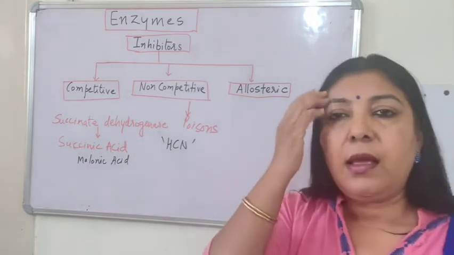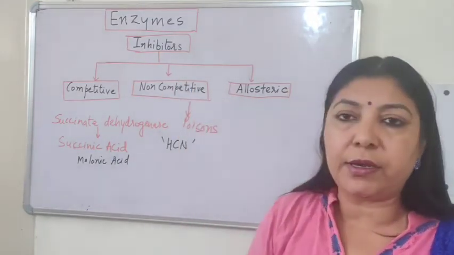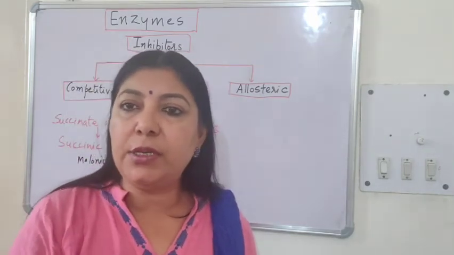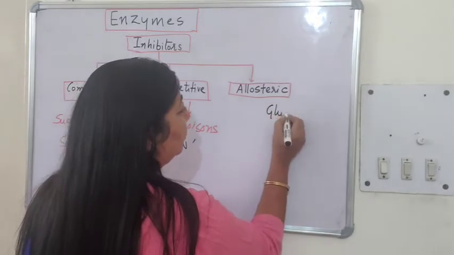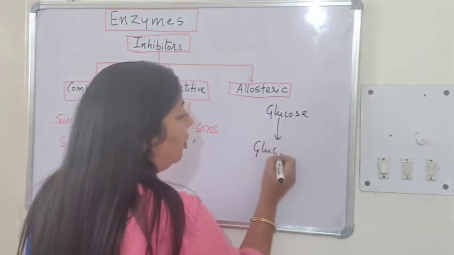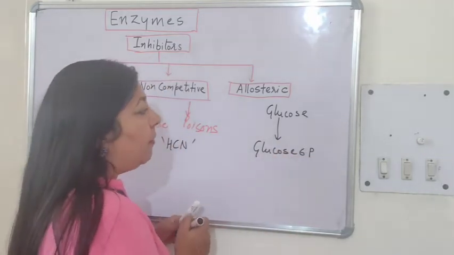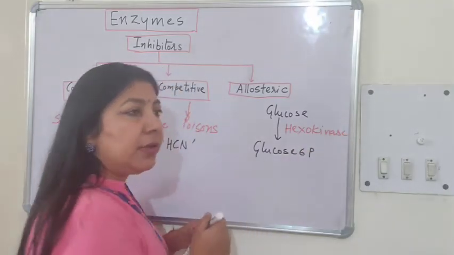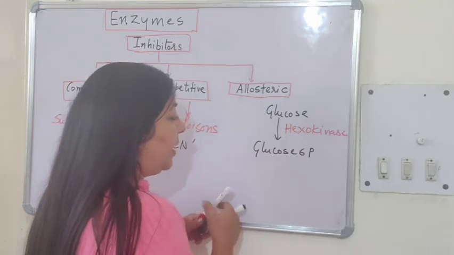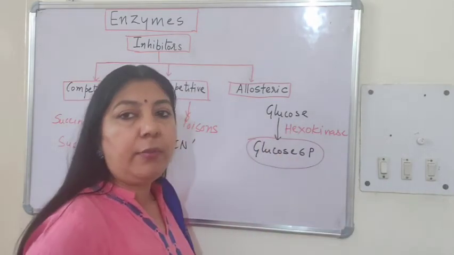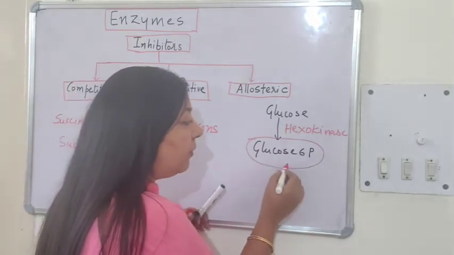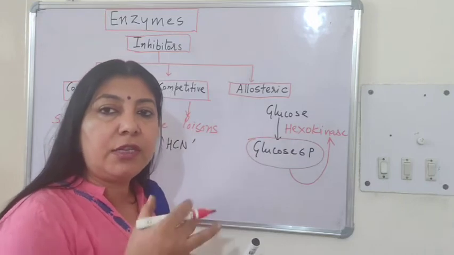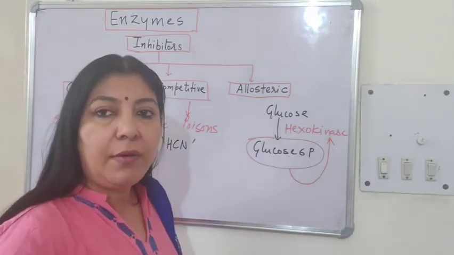Now comes the allosteric. Allosteric inhibitors behave like competitive inhibitors, but here the product of a reaction may act as an inhibitor. For example, suppose glucose is converted to glucose 6 phosphate by the enzyme hexokinase. Suppose this glucose 6 phosphate has accumulated in the system and is not being converted to the next product. So this glucose 6 phosphate will act as an inhibitor, and it will bind to an allosteric site which is present in the enzyme for the time being, until the reaction proceeds.